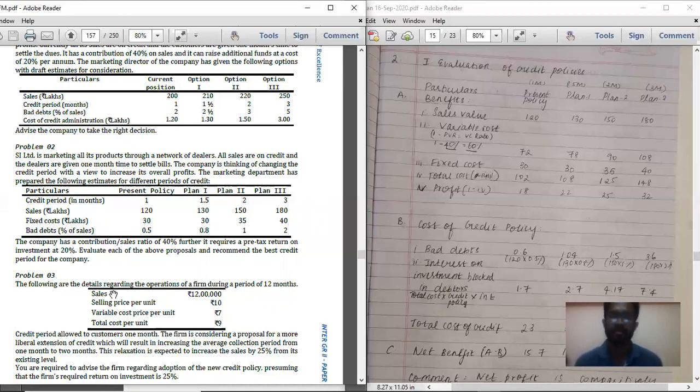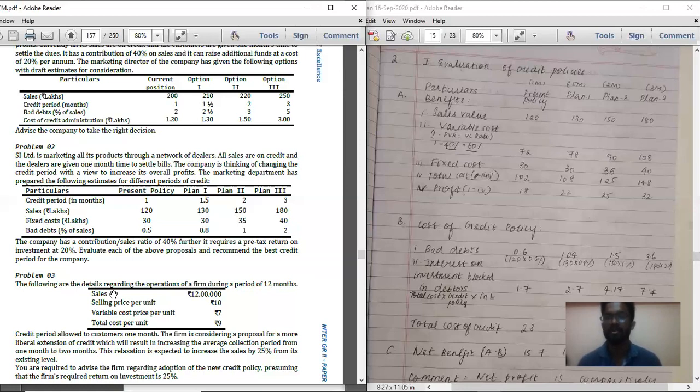Okay, so same method, put the heading problem number 2. Take notes. Problem number 2. Statement number 1: Evaluation of credit policies. Below that, a 5 columnar table. First column: particulars. Second column: present policy. Third column: plan 1.